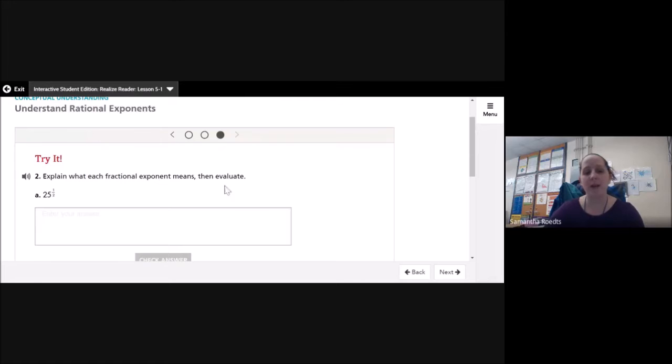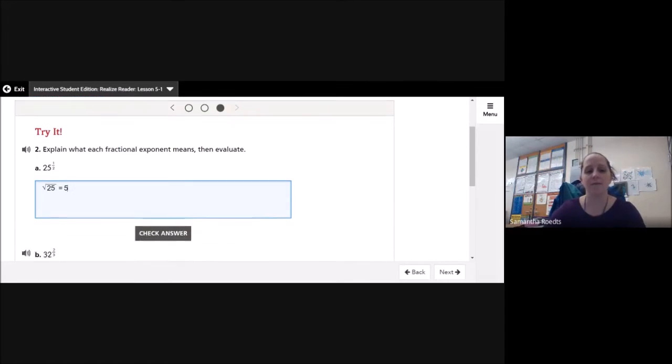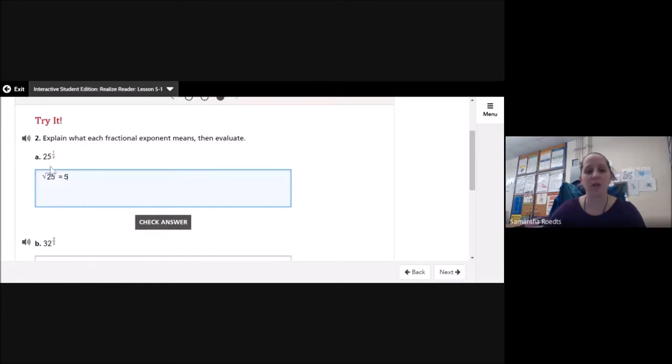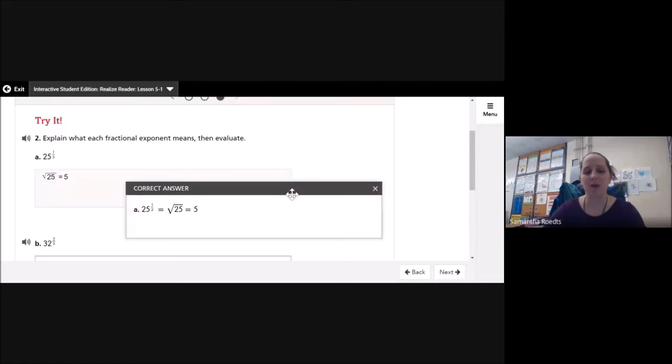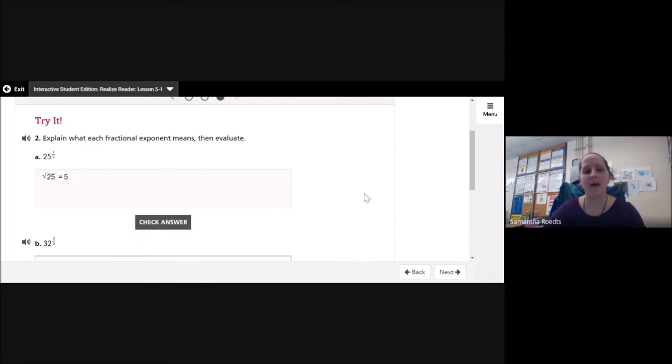So I want to explain what each fractional exponent means, then evaluate. So 25 to the 1/2 power. This means the square root of 25. So remember, the square root of 25 equals 5. This 2 is really up here in the index, so it's squared. So 25 to the 1/2 equals the square root of 25, which equals 5.